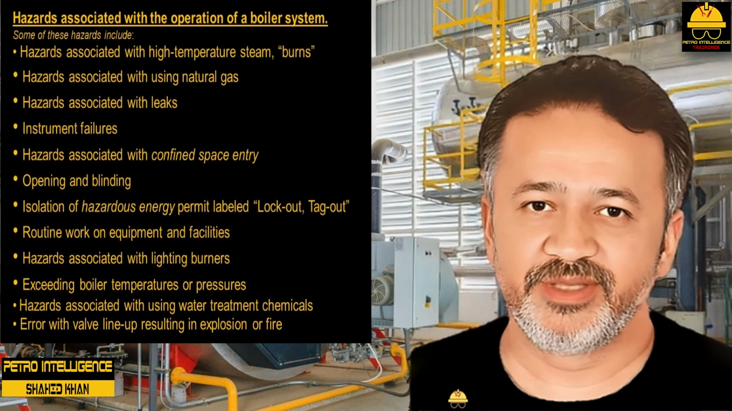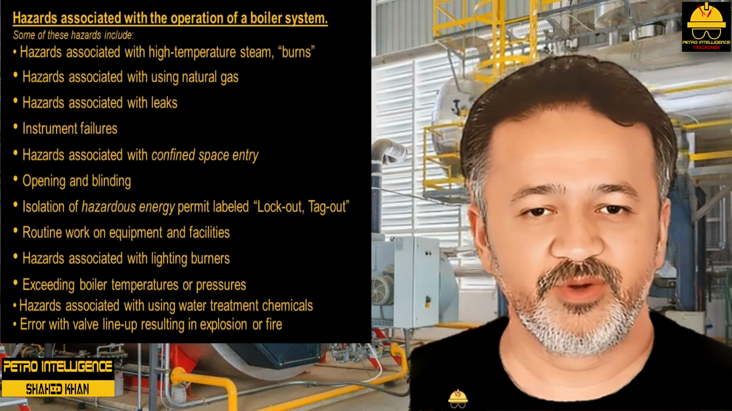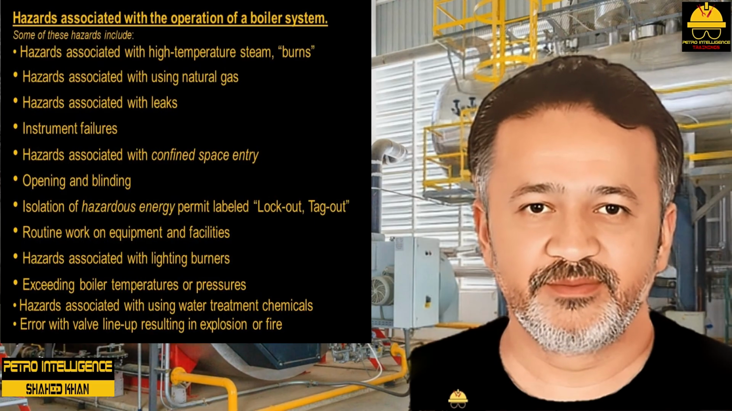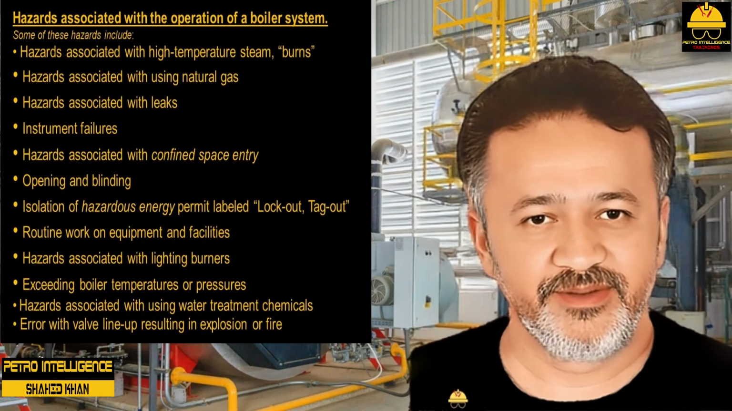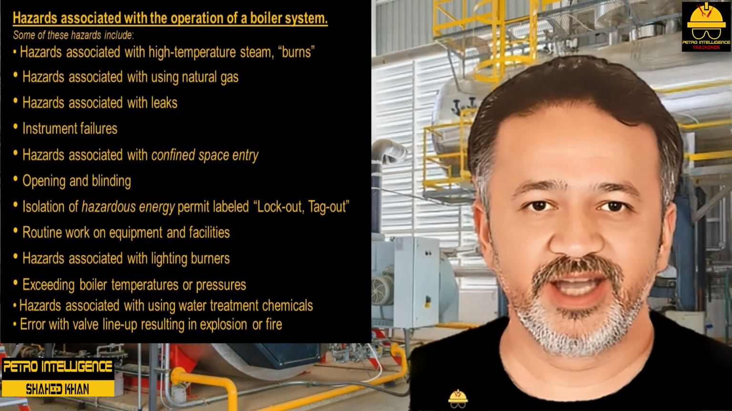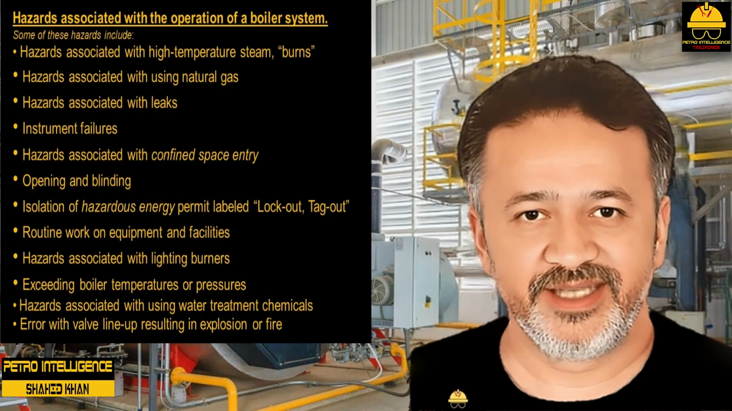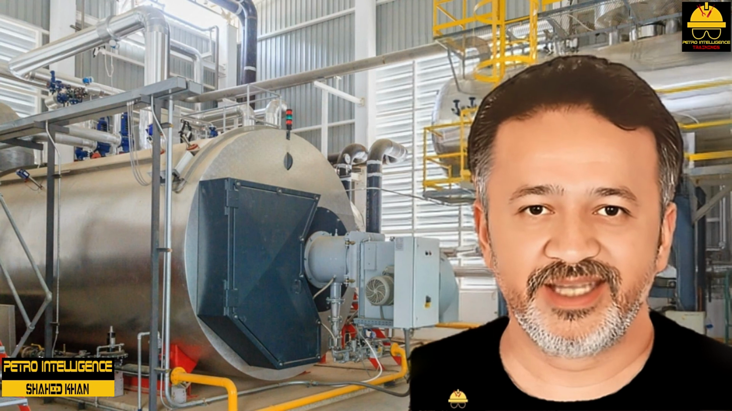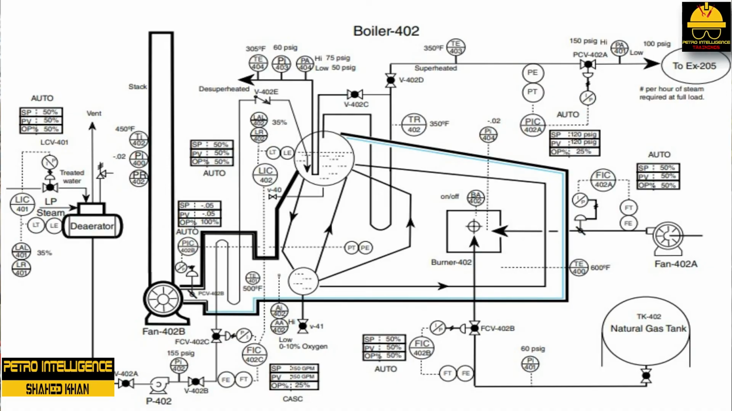Routine work on equipment and facilities. Hazards associated with lighting burners. Exceeding boiler temperatures or pressures. Hazards associated with using water treatment chemicals. Error with valve lineup resulting in explosion or fire. While a large list of potential hazards exist beyond the above list, it indicates that careful training is required for all new technicians assigned to utilities.